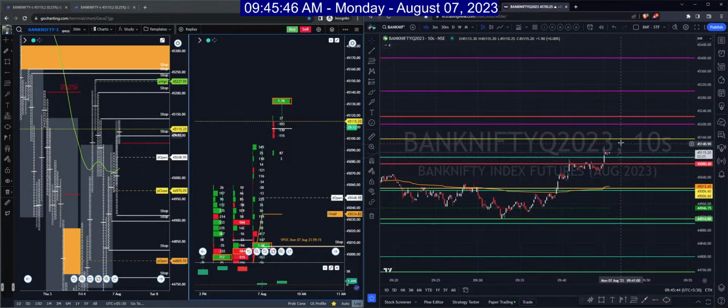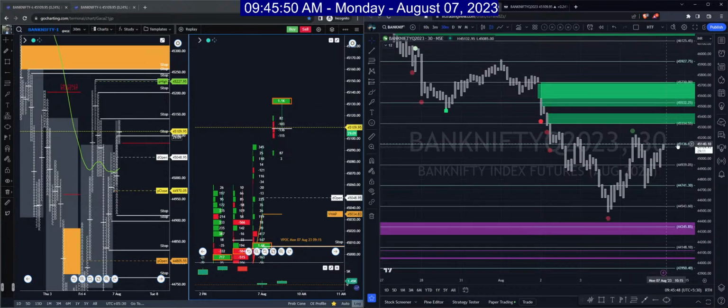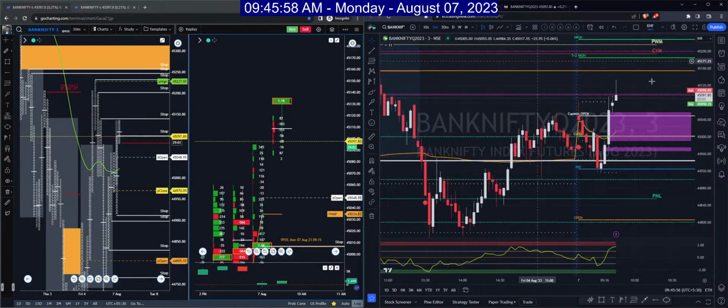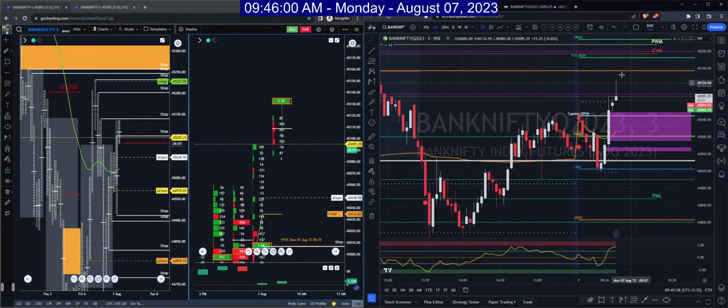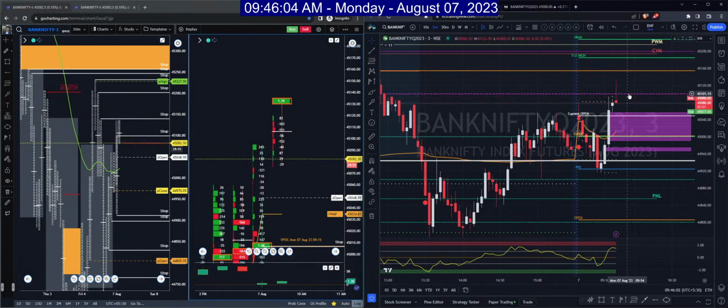So this level is taken out. Next is the 152, and let me go to the higher time frame. 136 was the level. It is just hovering here. So supply is definitely present. From the price action, yes, supply is definitely present above 45,101.